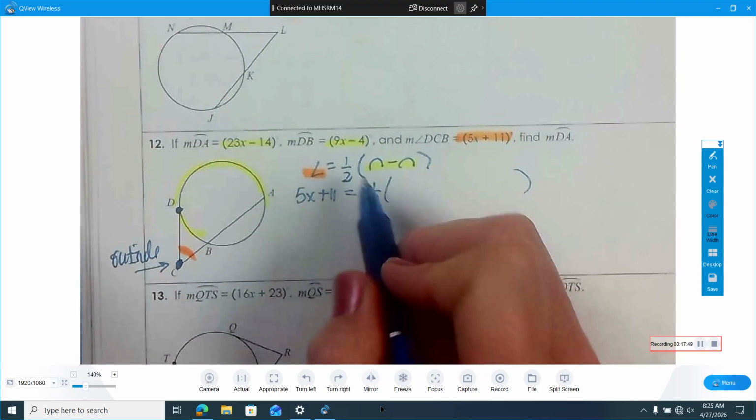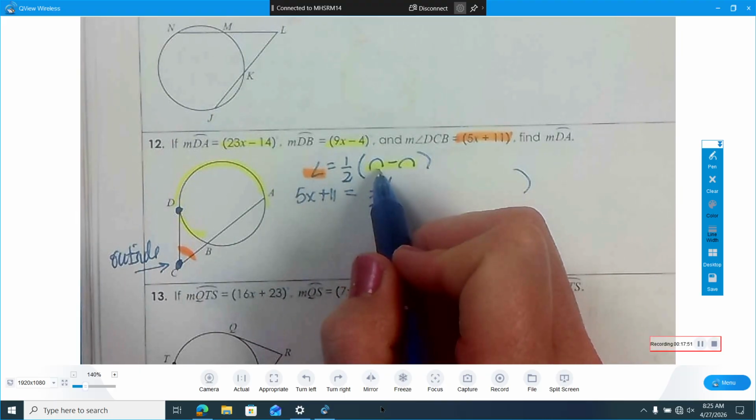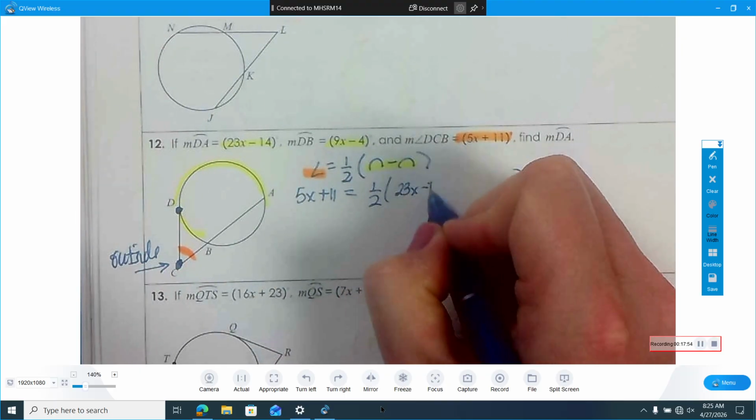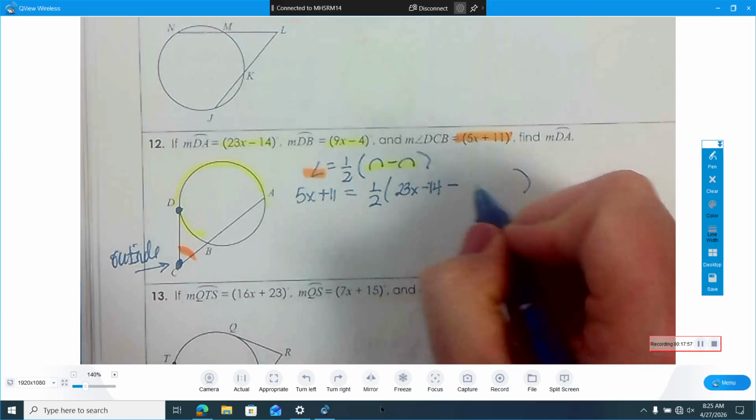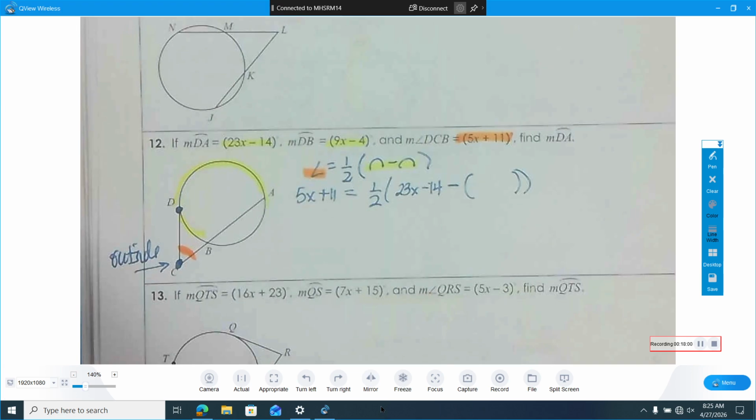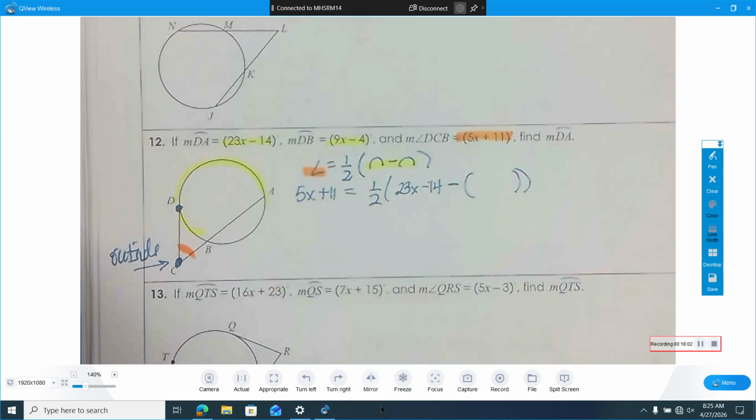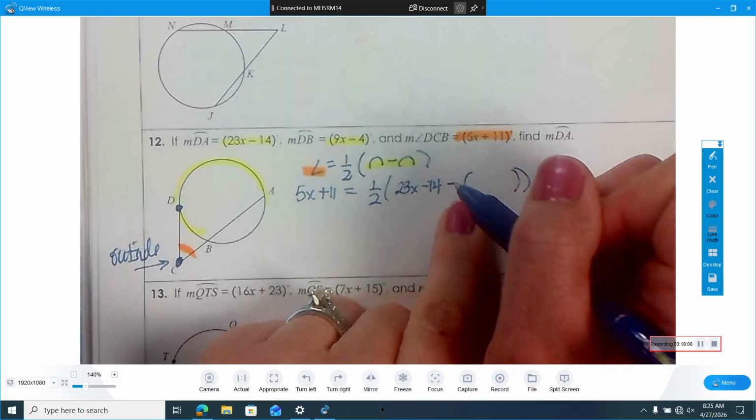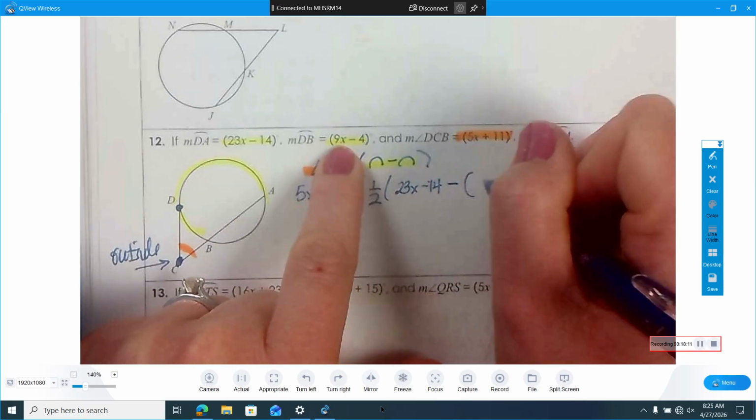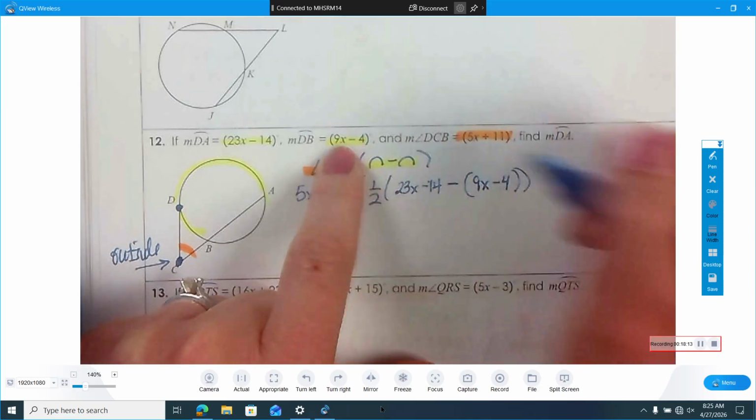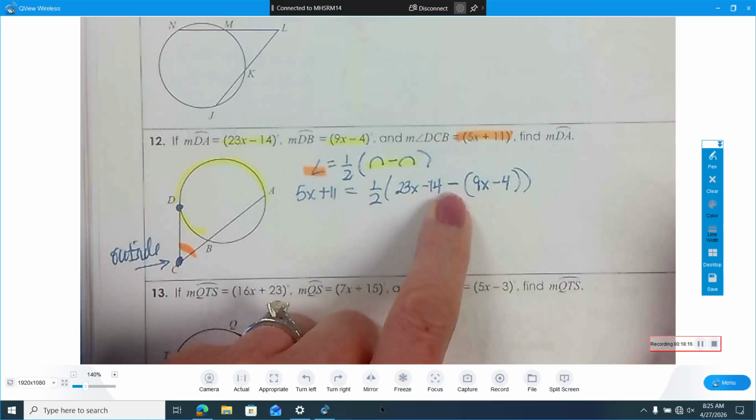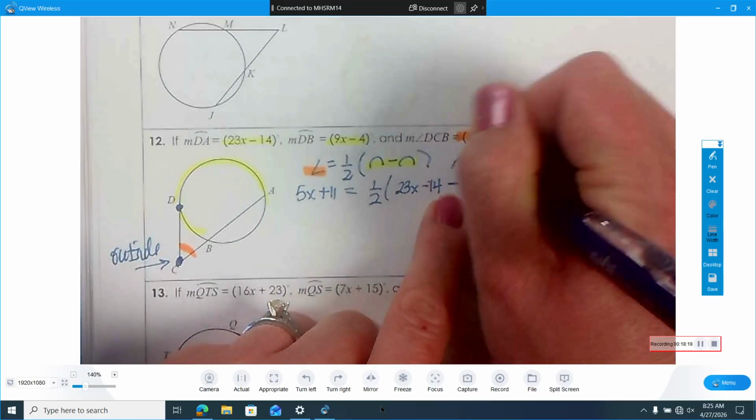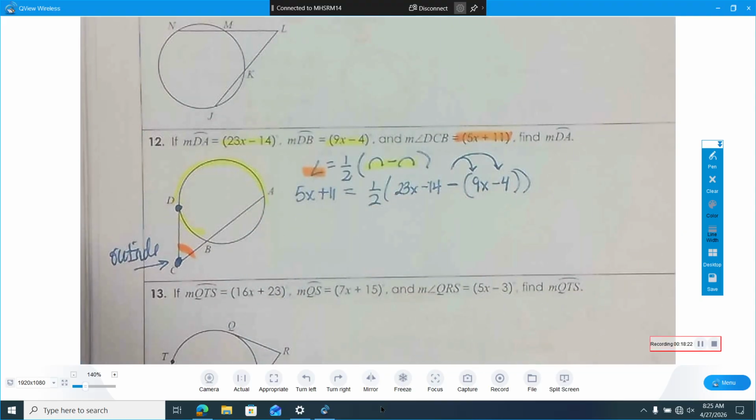This is the tricky part. What's the first arc we're going to use? 23x minus 14. Good. Now we have to subtract an entire arc. We have to subtract everything. This is where 90% of math errors happen. You need parentheses because we're subtracting the whole arc. We're subtracting all of 9x minus 4. What do you have to do with this negative? Distribute your negative. And that is like the second most missed algebra thing. All right.